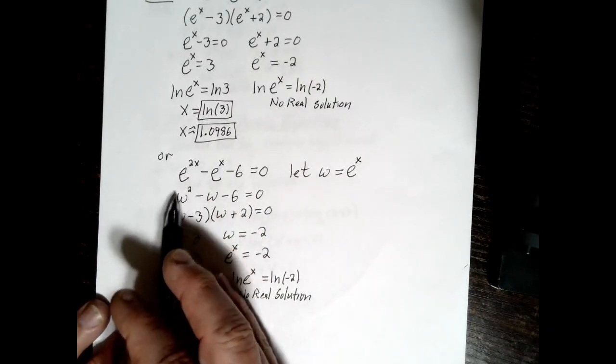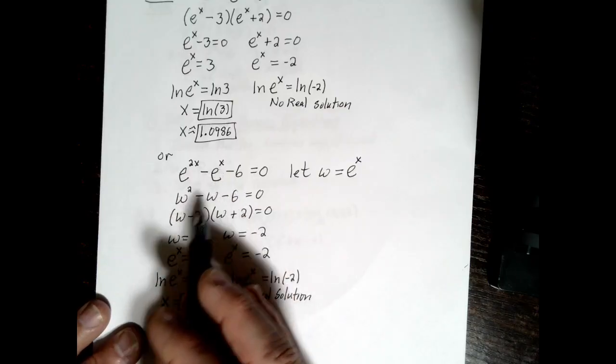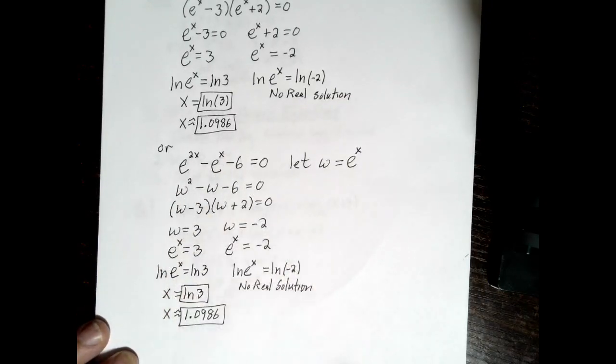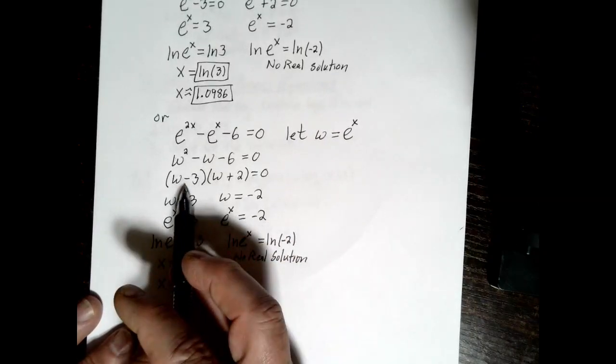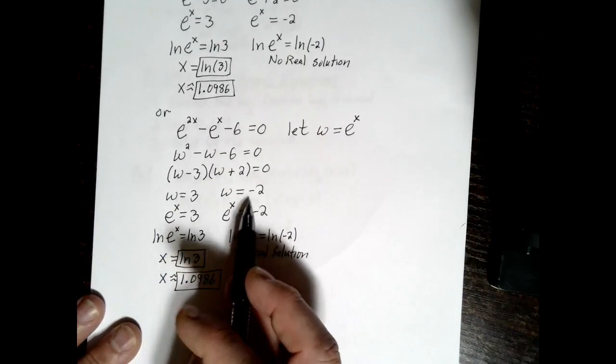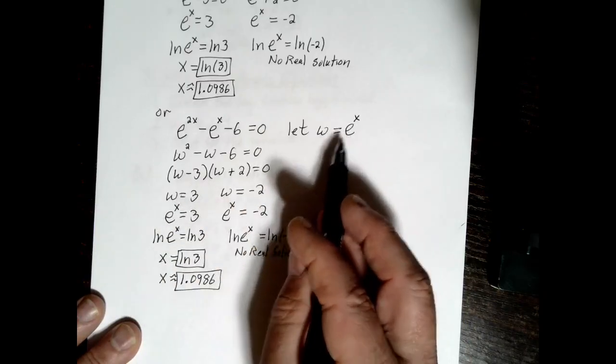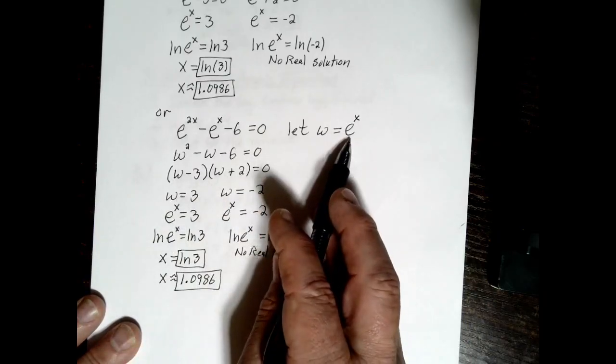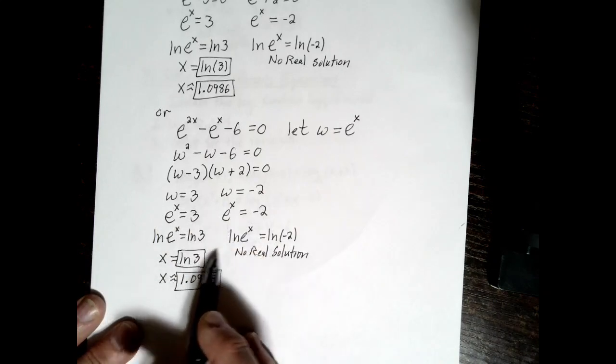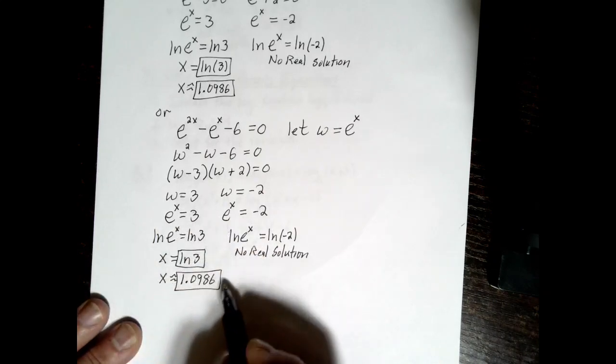And then this guy ends up being w squared. This is w, and there's your constant, and you can solve it just like you would if it was x. You set each one equal to 0, and you get 3 and negative 2. But now you have to back substitute and replace w with what you let w equal. And then when you solve each one of these, you'll get your answer.